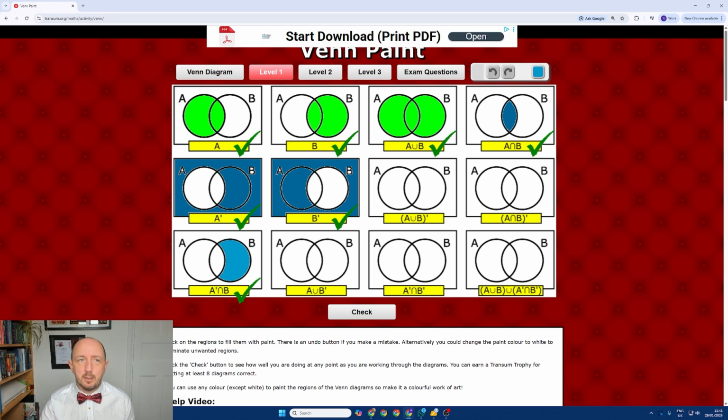Do that a few times, leave it a few weeks, come back to it and try to learn. If you're not too sure about the U and the N, the union and the intersection, then you can maybe just learn what the patterns look like, and they're the most common ones in the exam.